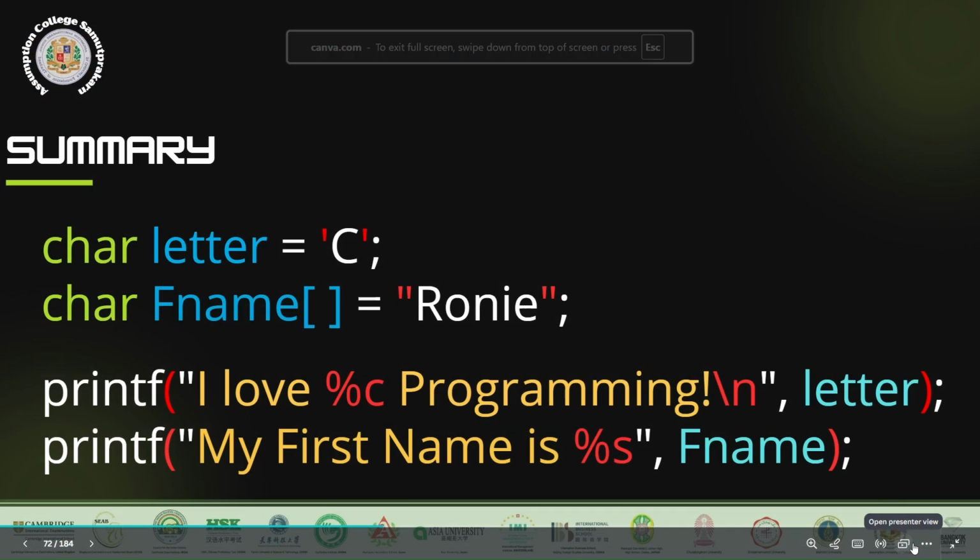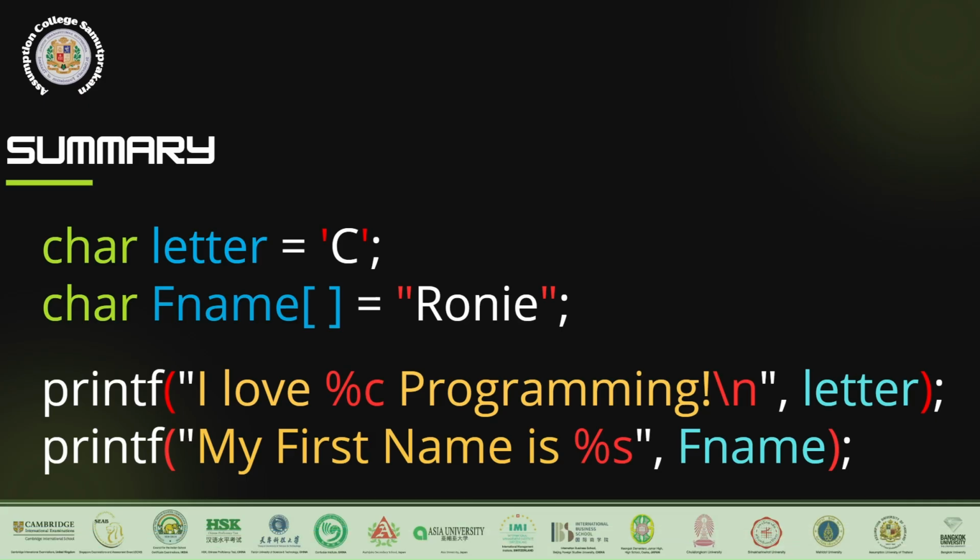In this video, we focused on the char data type, including both single characters and strings, and how they are used together with the printf statement. In the next part of our lesson, we will continue with the remaining data types, specifically int and float, and learn how they are used to store whole numbers and decimal values in C programming.